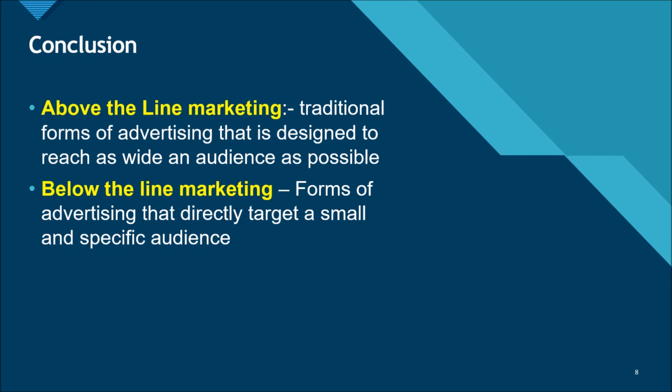So whereas above the line marketing targets as many people as it possibly can and aims for a wide mass audience, below the line marketing targets a much smaller, more specific subsection of that audience, usually people they already know are going to be interested in the product or have previously bought the product.